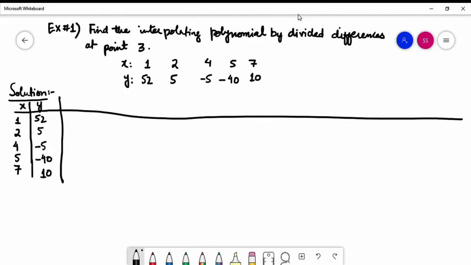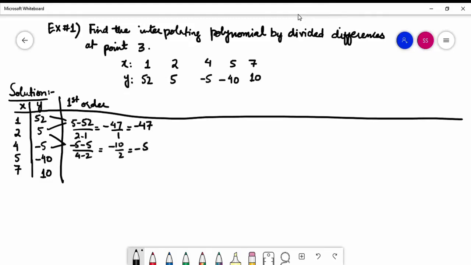Okay, the first order divided differences will be 5 minus 52 divided by 2 minus 1. So that is equal to minus 47 divided by 1, that is equal to minus 47. And also minus 5 minus 5, that is minus 10, divided by 4 minus 2, that is divided by 2, and that is equal to minus 5. And also for these two points, minus 40 minus minus 5 divided by 5 minus 4, that is equal to minus 40 plus 5 divided by 1, and that is equal to minus 35.